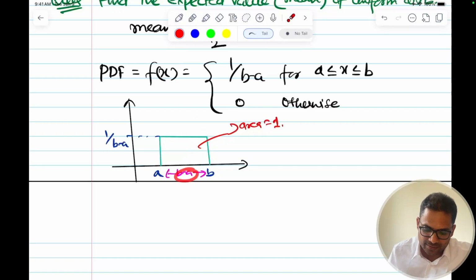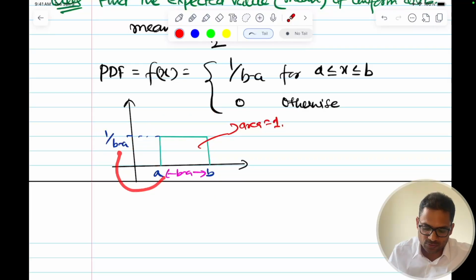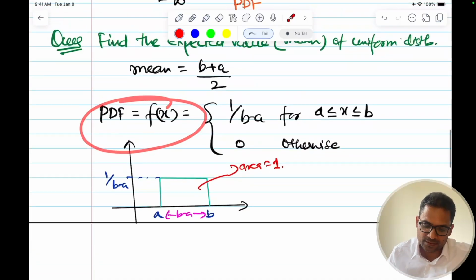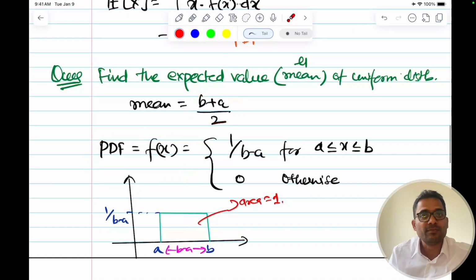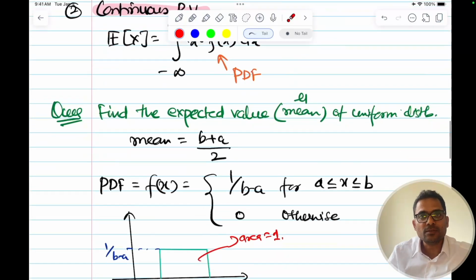If this is b minus a, this should be 1 divided by b minus a, because this is a rectangle. Length into breadth is equal to 1. So this will be 1 by b minus a. I hope that's clear. So this is your function. So we have the PDF. We know this should give the mean. We'll derive this now, and we know what the expected value is. So let's do the maths.